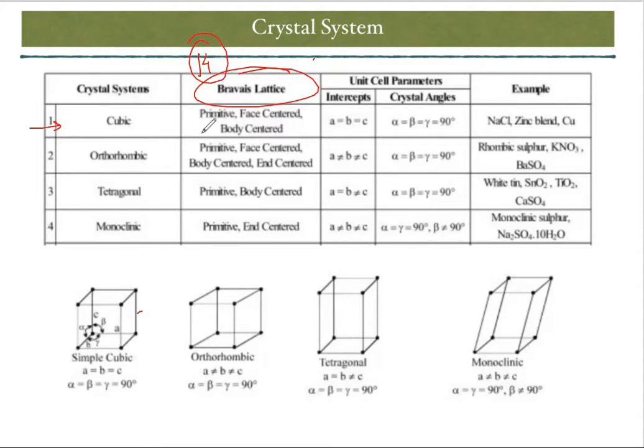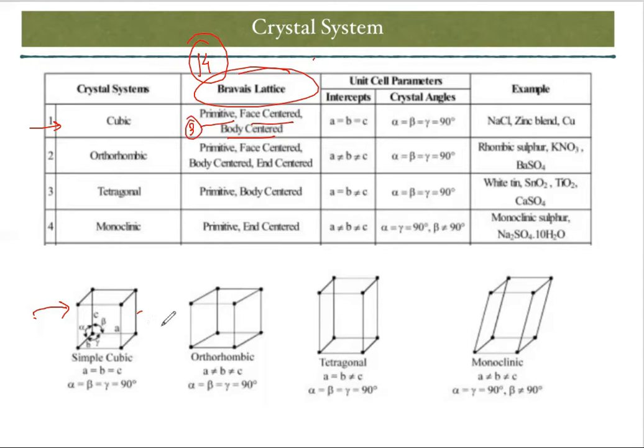In this cubic lattice, the arrangements that are possible are primitive, face centered, and body centered. See what the meaning is. In this cubic system, if you put atoms at the corners, that will be the primitive Bravais lattice. Another possibility is if you put the atoms at the center. Another possibility is if you put the atoms at the faces. So these are the possibilities. How many possibilities for cubic? One is primitive, second is face centered, third is body centered. So 3 lattices are possible.